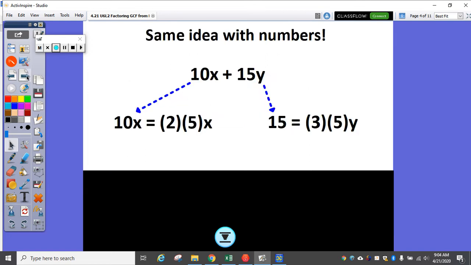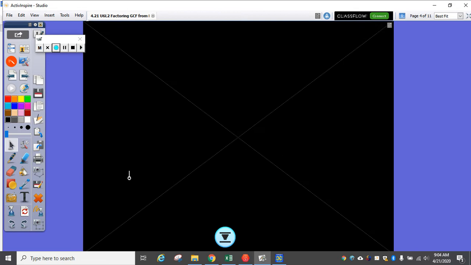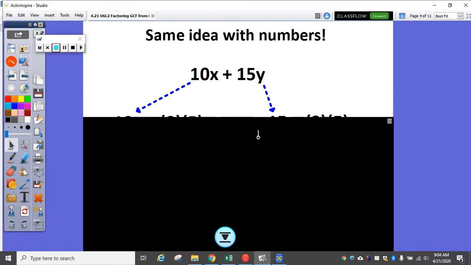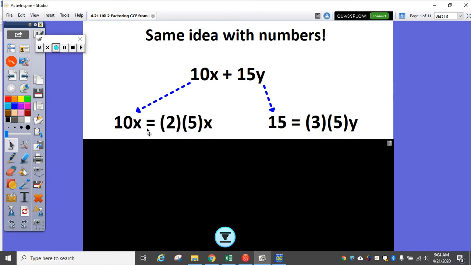So, let's look at this. Here, if we look at 10x and 15y, we're going to see what they have in common. 10x is made up of 2, 5, and x. Those are the factors, 2, 5, and x. In 15y, we have a 3, a 5, and a y. These parts equal this, these parts equal this. So I want to know, what do they have in common? Well, they both have a 5 in common.